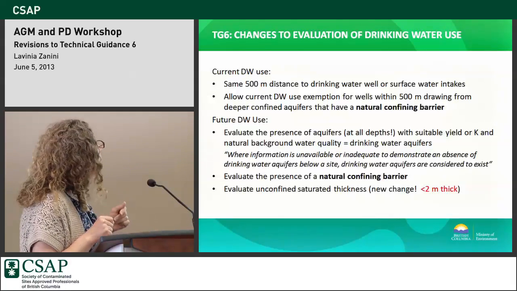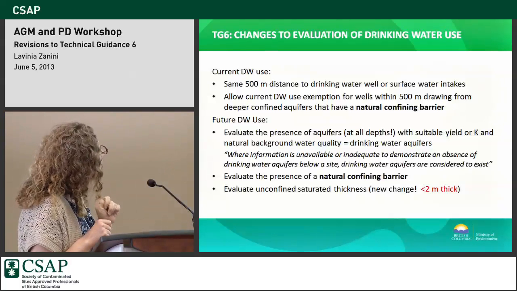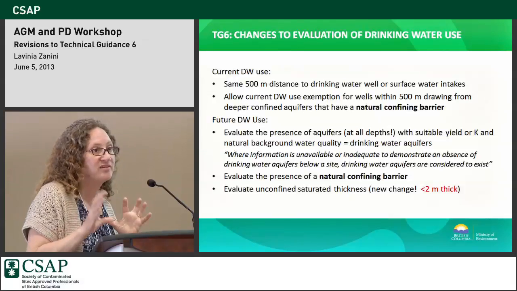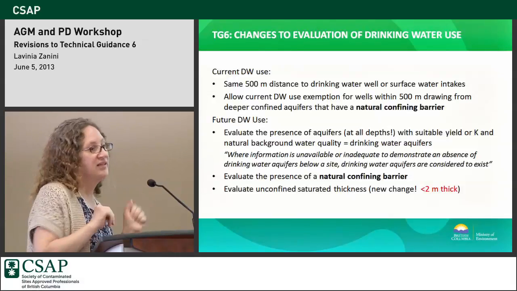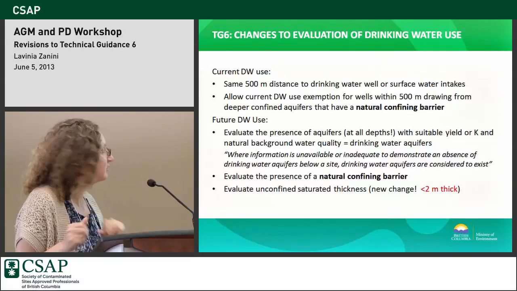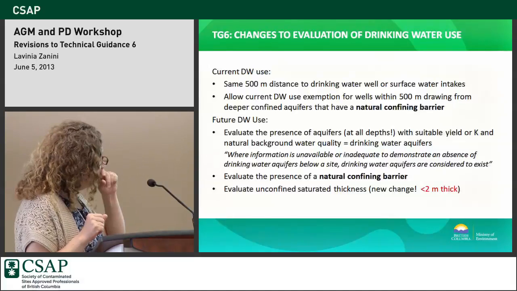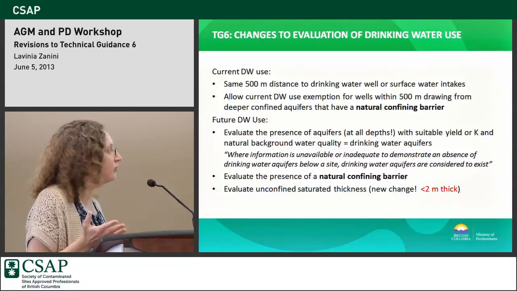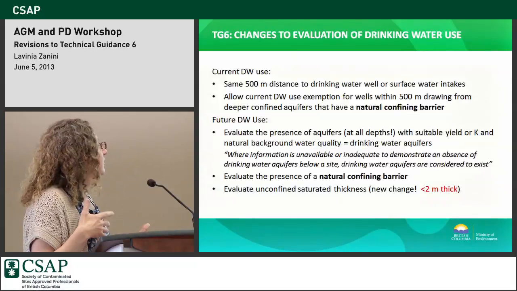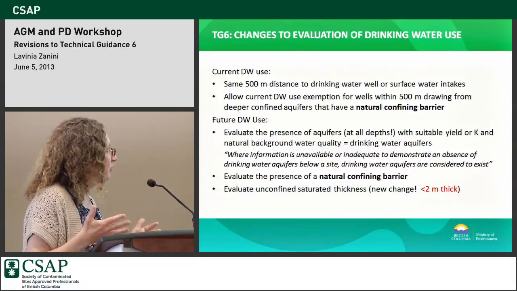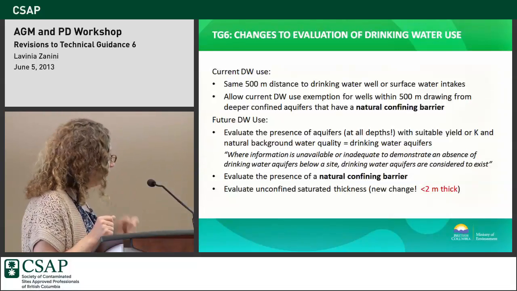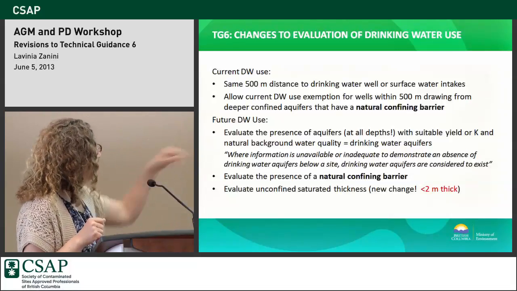Under future drinking water use, we put the evaluation of presence of multiple aquifers right at the front. It's no longer at the end of the document. So you have to evaluate whether there's a suitable aquifer with yield or a suitable K or the natural background water quality. These are all considered drinking water aquifers. And we've put this in.